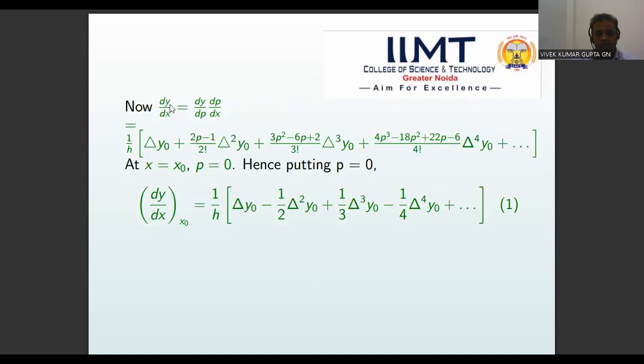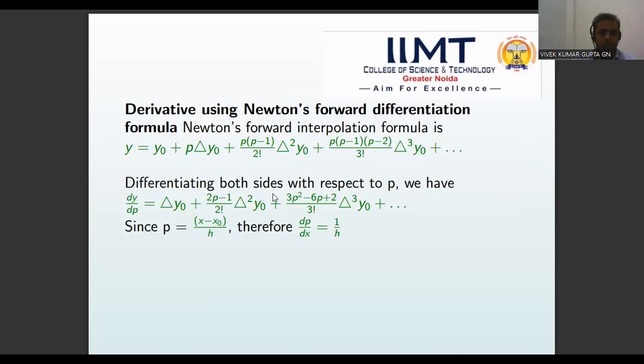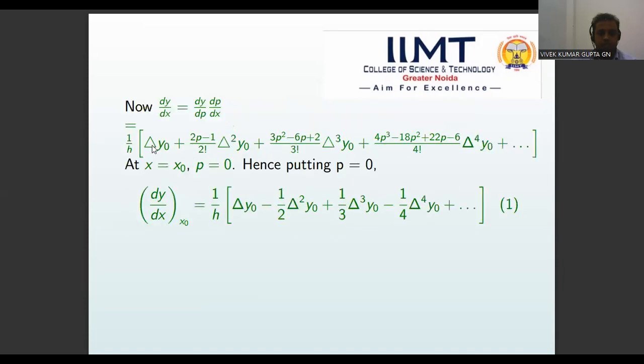Now we can write dy by dx equal to dy upon dp into dp upon dx. We have calculated dy upon dp as above, and dp upon dx is equal to 1 upon h. By multiplying, we can write dy by dx in this form. Suppose we put p equal to 0, then it converts into the form of equation 1.